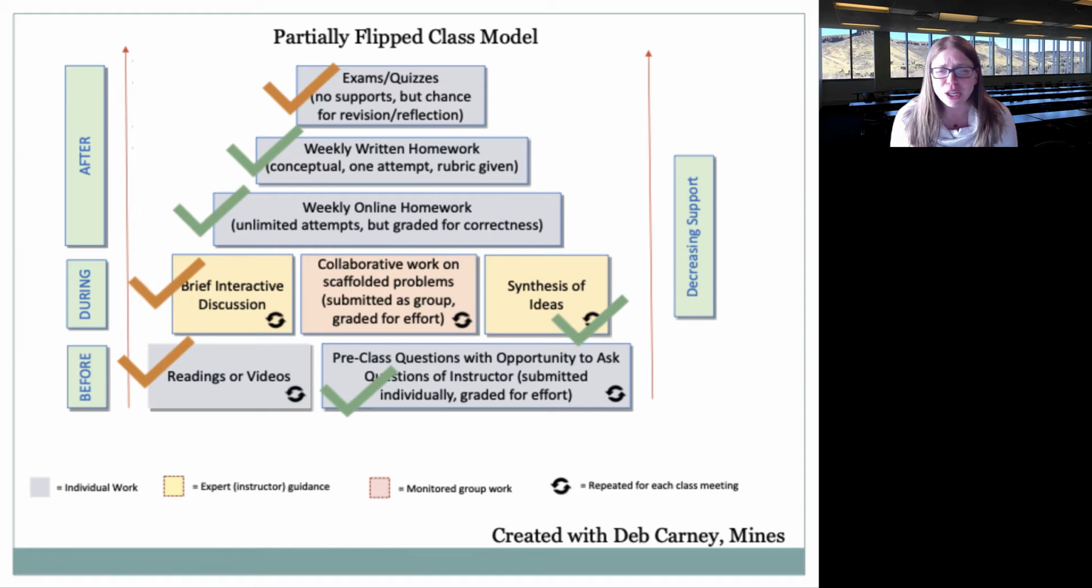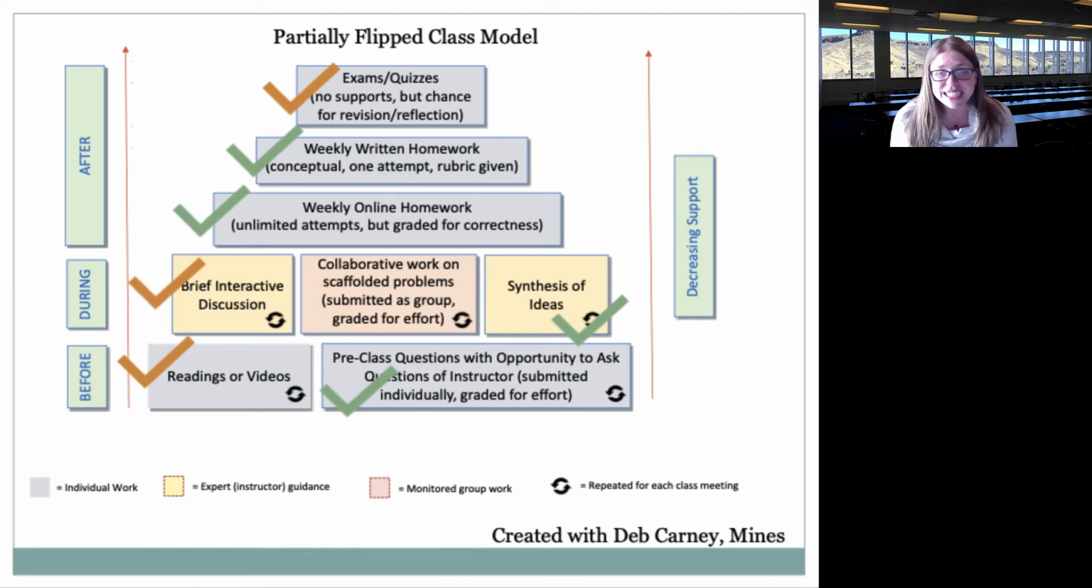So before class, we could have left everything as is as far as the readings and videos and the pre-class questions. And we did leave the pre-class questions alone, but because we had some students attending asynchronously for various reasons, we added some more videos. But otherwise, the before class preparation was maintained. During class, the brief interactive discussion was still brief, but maybe less interactive. I did some polling here and there and some other things to try to encourage participation, but maybe it was not as interactive as it was in person.